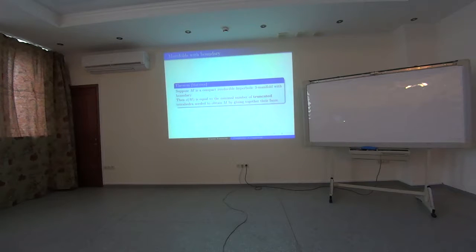Matveev proved that if we consider a compact irreducible hyperbolic manifold with boundary, then the complexity is equal to the minimal number of truncated tetrahedra needed to obtain it by gluing together faces. So it means that for this class, again, we have a finiteness property. Truncated means that we just cut all corners, right? Vertices. Vertices, right? Four vertices, definitely.